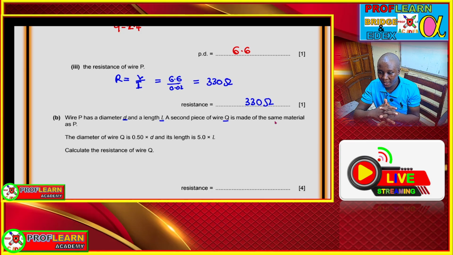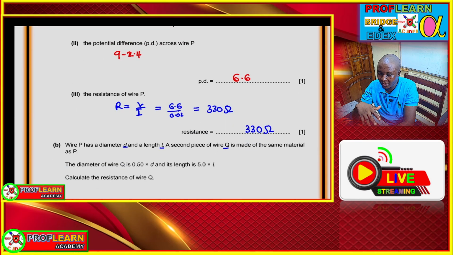Then we're going to look at what's happening here. The wire P has diameter D and length L. A second piece of wire Q is made of the same material, so the resistivity is the same. The diameter of Q is a half. So if the diameter is a half, then resistance is going to increase by 4. Remember, diameter affects resistance by a multiple of 4, but area is affected by 2. So we have already mentioned that.